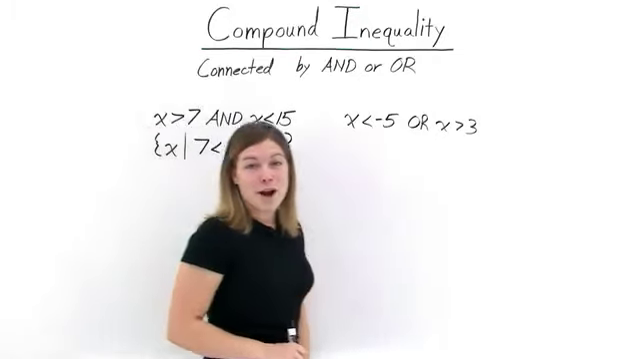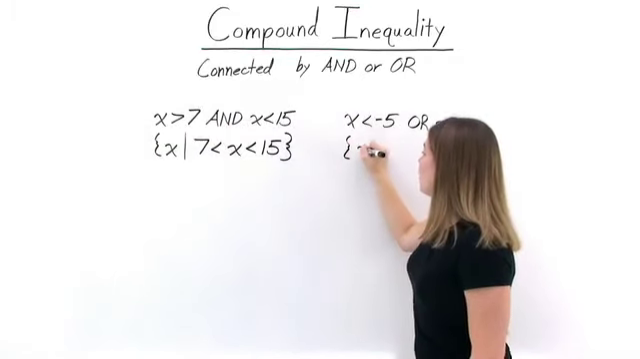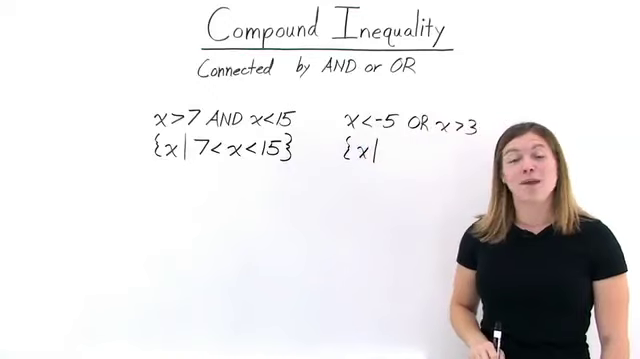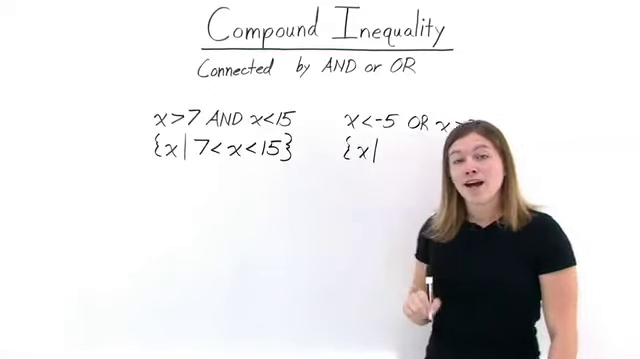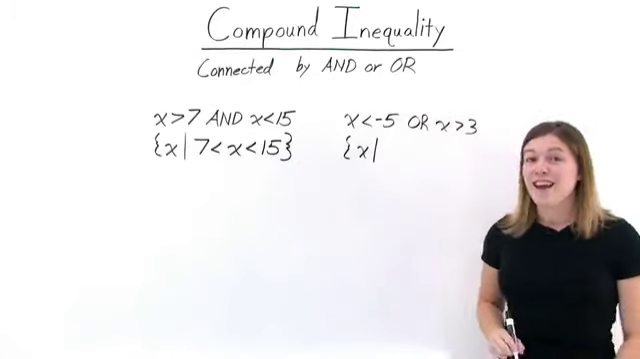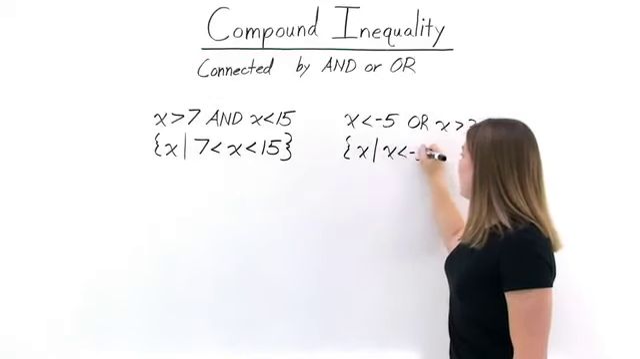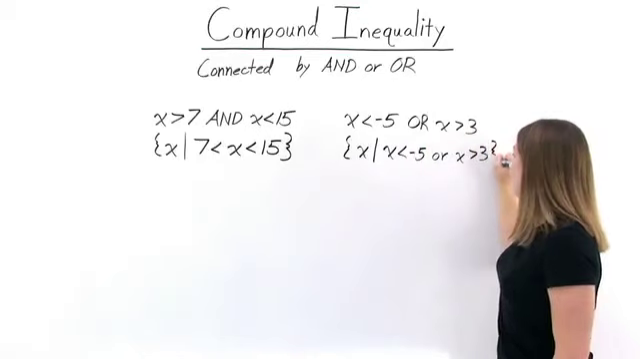Now let's put our "or" compound inequality in set builder notation. Again, we open up our set and write x and the vertical line that means "such that." Now, because this is an "or" compound inequality, we cannot simplify it like we did the "and" compound inequality. So in this case, we just need to rewrite our statement. x is less than -5 or x is greater than 3.